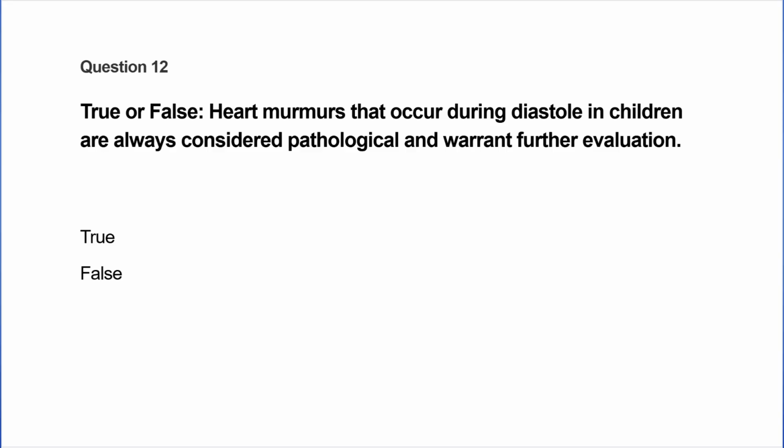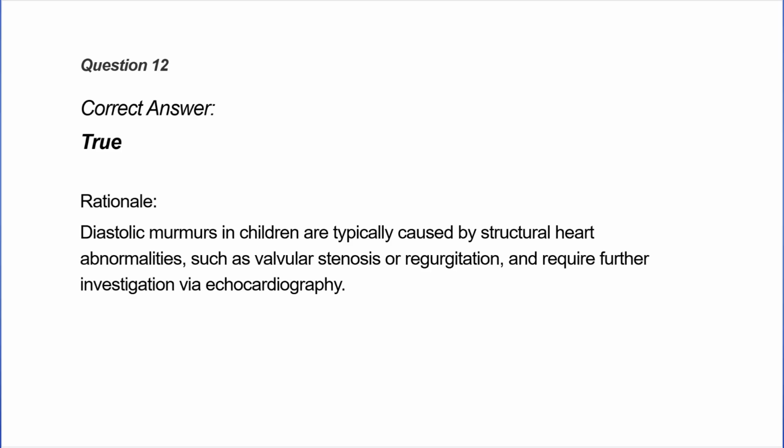Question 12. True or false? Heart murmurs that occur during diastole in children are always considered pathological and warrant further evaluation. Answer: true. Rationale: diastolic murmurs in children are typically caused by structural heart abnormalities, such as valvular stenosis or regurgitation, and require further investigation via echocardiography.